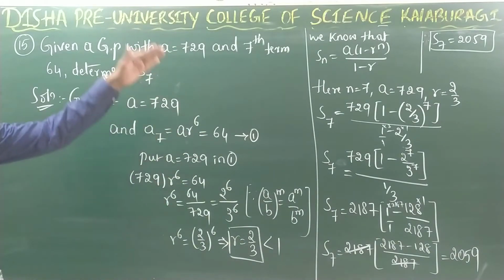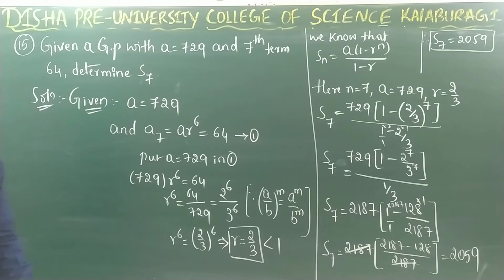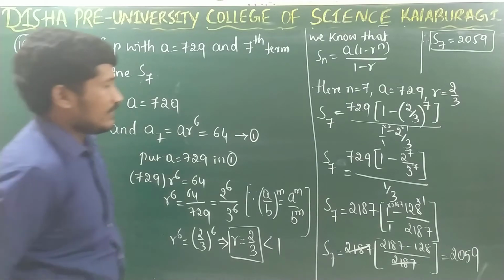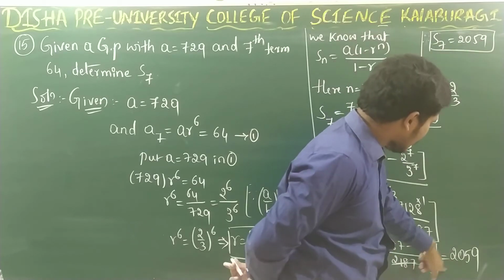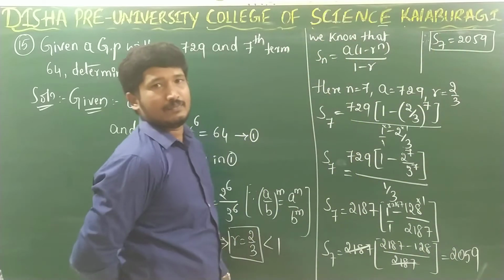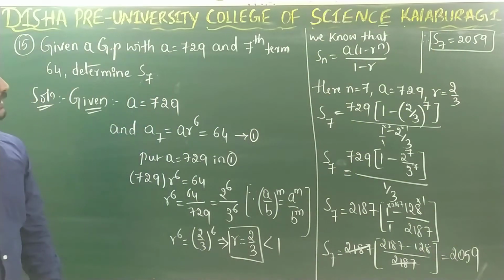I hope you understood the solution for this problem. So what is the final value we get? S7 is equal to 2059. After this, you write this one at the last. I hope you understood this. So now we will move on to the next one.